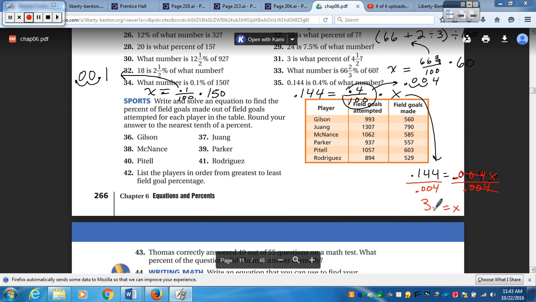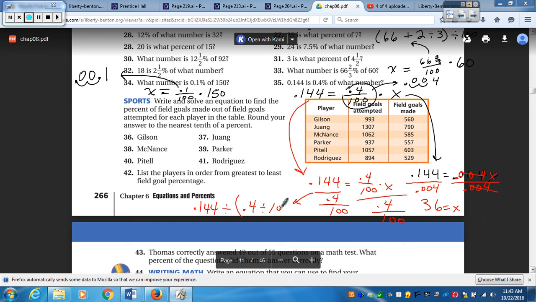Now, if you wanted to do it the other way, like I had it written up there, 0.144 is equal to 0.4 over 100 times x. Well, you can still divide by 0.4 divided by 100, but the problem is a lot of students struggle to put this into the calculator. How would I put that in my calculator? It would look like this: 0.144 divided by, then parentheses, 0.4 divided by 100, close parentheses, and then press equals. So either way you want to do it, you're going to get the exact same thing out. Should be 36 there. All right, now we get into some story problems next.